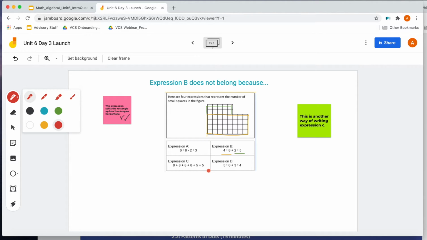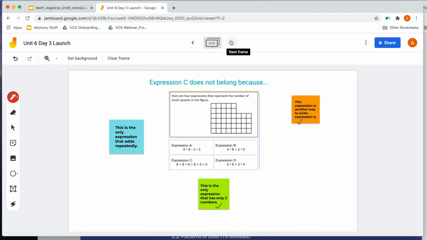Beautiful. Okay, so just a simplified way of writing that expression. So that takes us over here to expression C. And I see some people talking about expression C. They're saying this is the only one that adds repeatedly. That makes a lot of sense. It's the only one that has 2 numbers, right? And we talked about this last time, but this is a lower level response, but it's still correct.